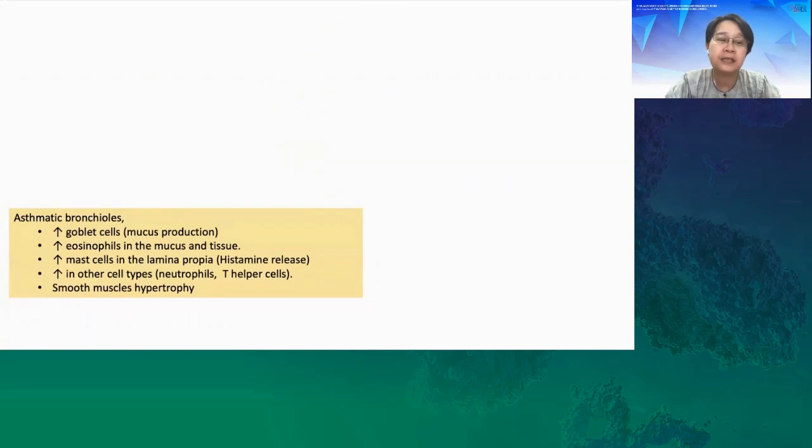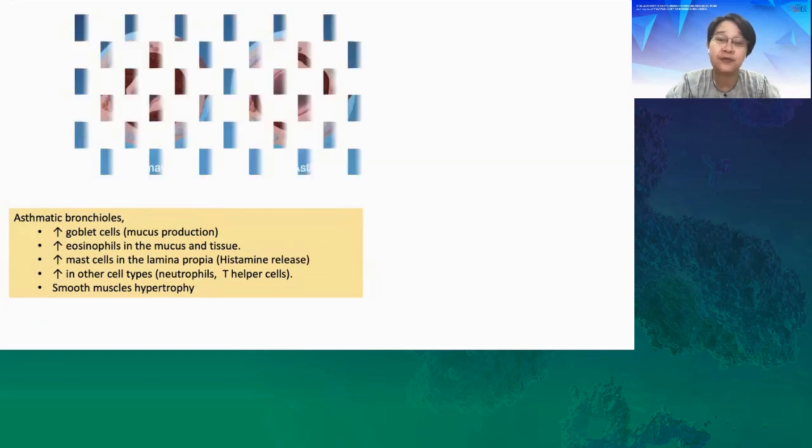So what happens in the bronchioles of asthmatic patients? First, there is an increase in the number of goblet cells, and this leads to increased mucus production. There is also an increase in eosinophils in the mucus as well as the tissue, and an increase in mast cells in the lamina propria, and this leads to an increase in histamine release. There is an increase in a plethora of other cells, notably the neutrophils as well as the T helper cells, and in terms of the smooth muscles, there appears to be hypertrophy.